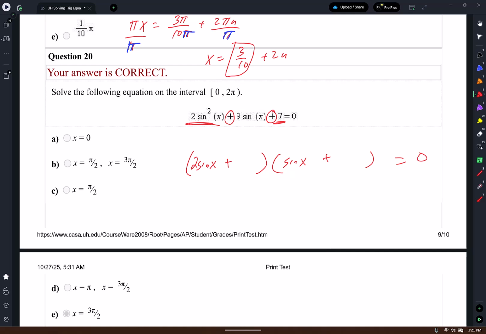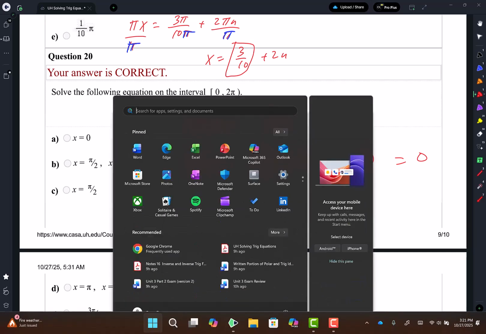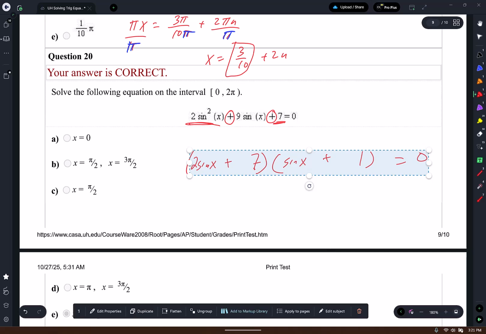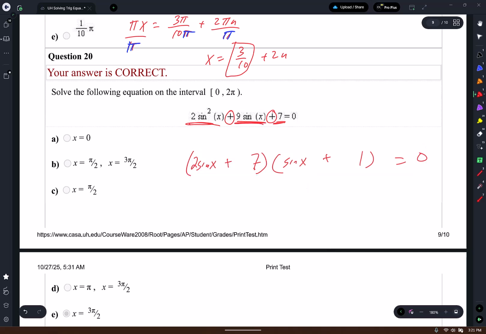The one on the left. See? You thought about it. Critical thinking. You decided to, look, 2 sine x times 1, that's 2, well, that's 2 sine x. 7 times sine x, that's 7 sine x. The sum of 7 sine x and 2 sine x is 9 sine x. So we did it. You did it.